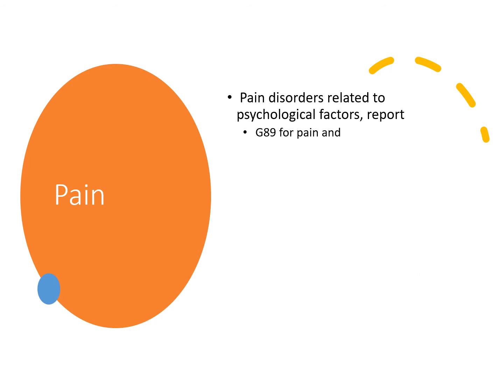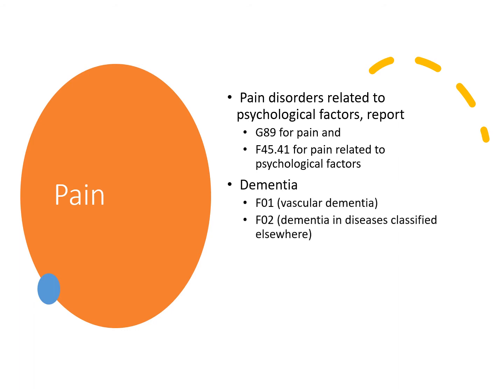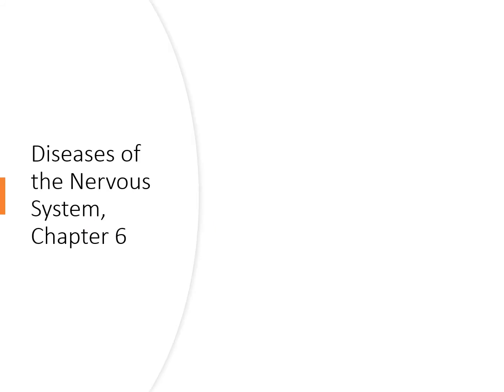We use a G89 for pain and then F45.41 for pain related to psychological factors. So as you can tell, we need two codes in this type of scenario. If it's a pain related to a psychological factor, two codes. Dementia, we have different types of dementia, as well as unspecified. So let's move on now to Chapter 6 of the ICD-10, which deals with the nervous system.